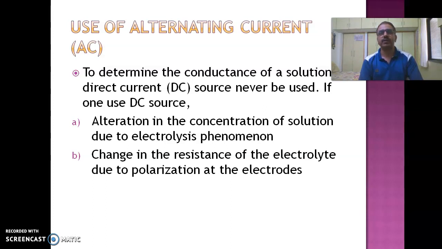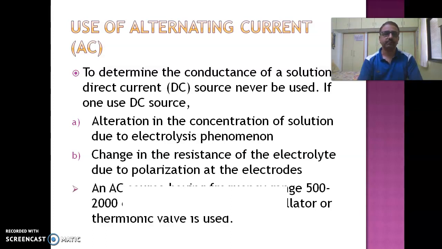Therefore, to avoid that, instead of DC we need an AC source. Another most important reason behind this is that the resistance of the electrolyte changes due to polarization at the electrodes. Once you fix the electrode surfaces as either positive or negative, the polarization phenomenon happens, and this polarization may alter the concentration near the electrode surface, and because of this we never get accurate results as far as conductance is concerned.